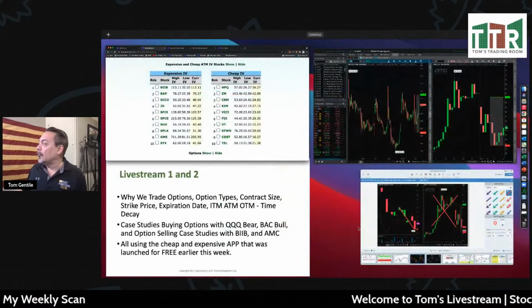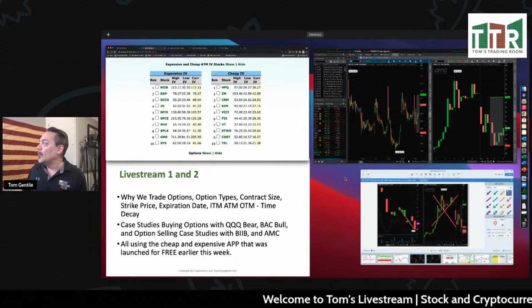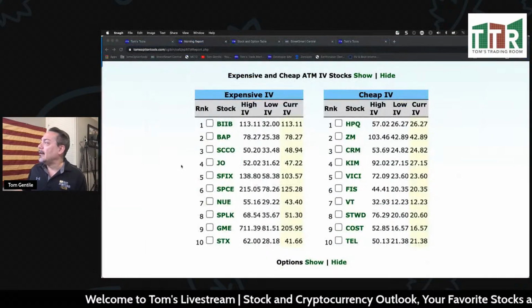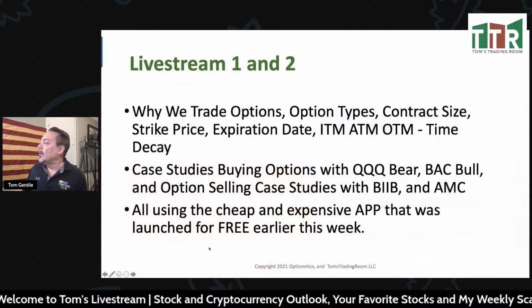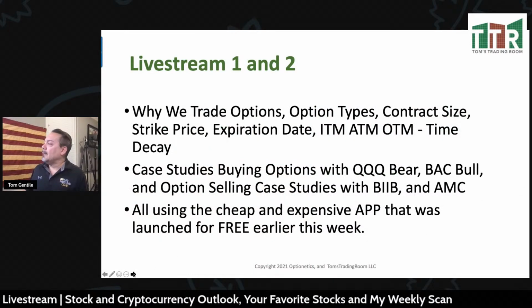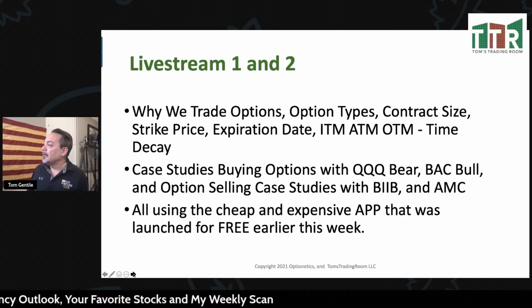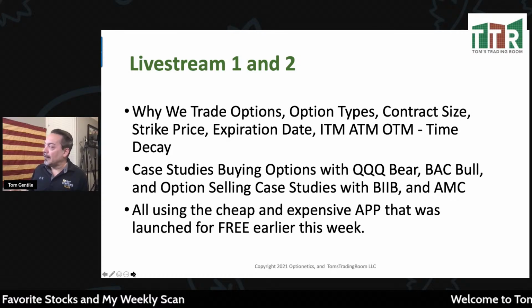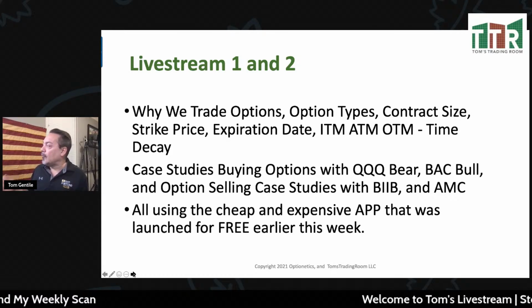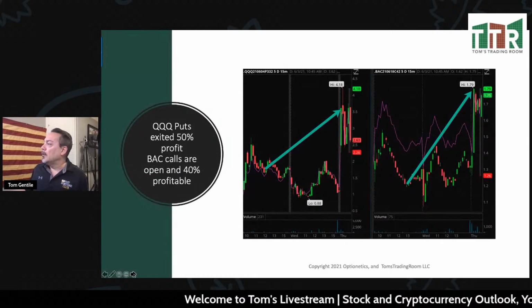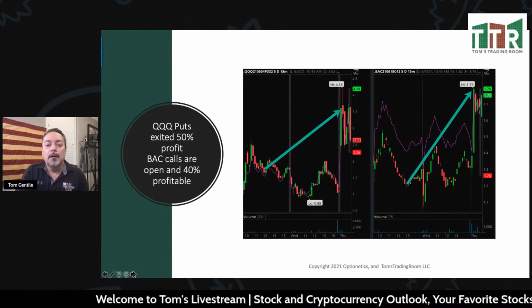What I want to do is talk about our case studies, what we've done so far with case studies. Let me get rid of that. Here we go. So I talked about a QQQ bear and a BAC bull. And then I also talked about option selling case studies with Biogen and with AMC. We're going to look at each of those. So let's start off with what we talked about on Tuesday.